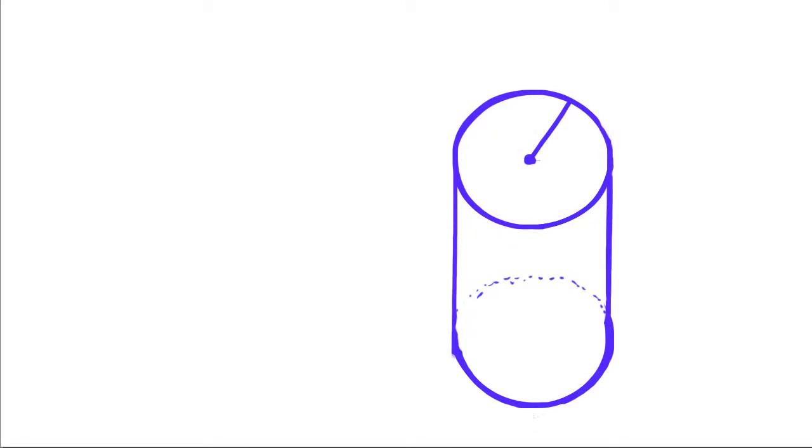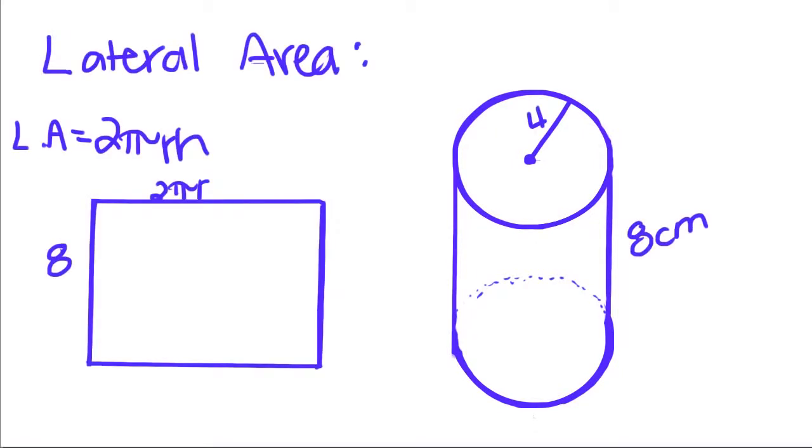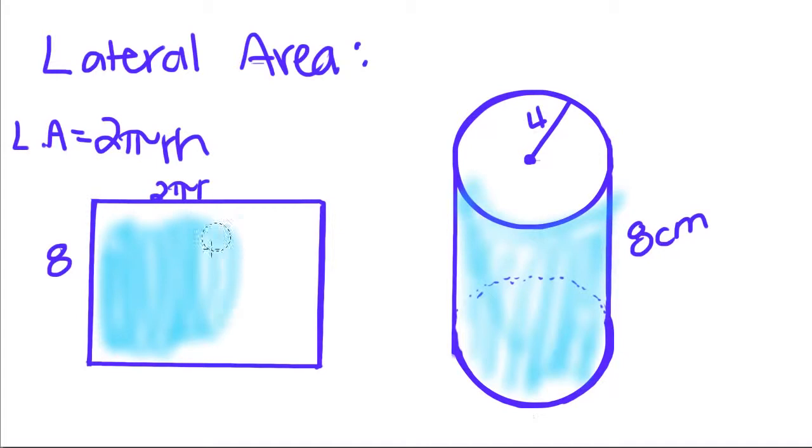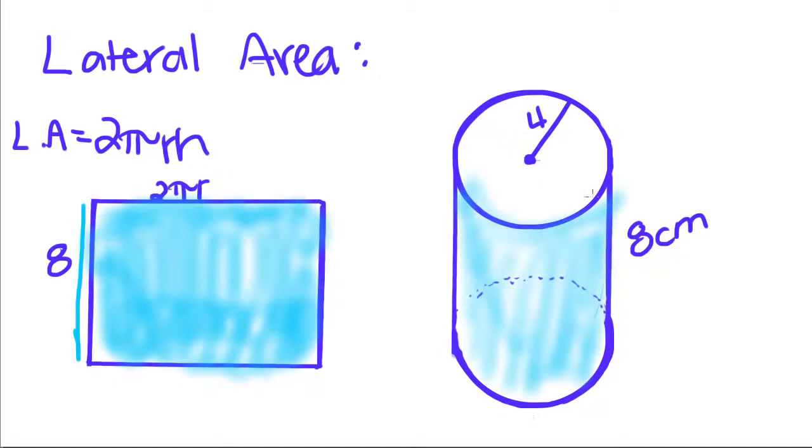Okay, so now we're going to talk about lateral area. When we find the lateral area of a cylinder, we're finding the area of this part that wraps around the cylinder, like the soup label that wraps around a soup can. So that area corresponds to this rectangle right here. And if you look, the height of this rectangle is going to equal the height of this cylinder. So that's why it's 8 right here.